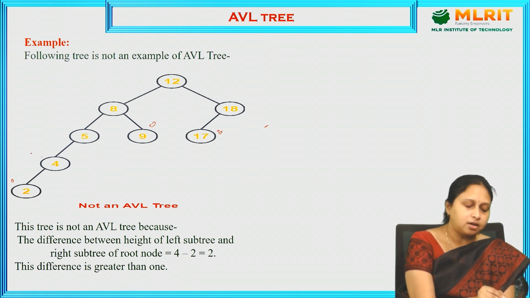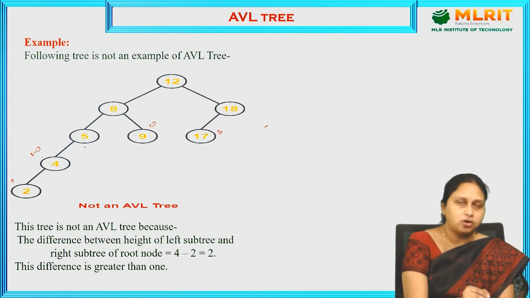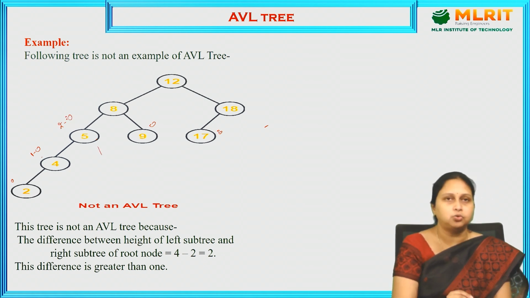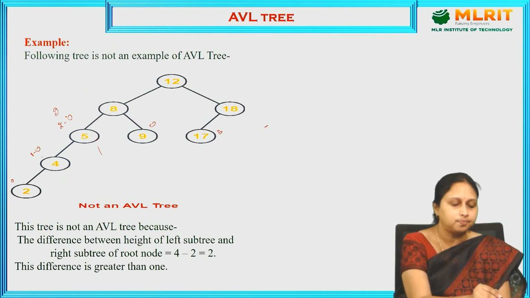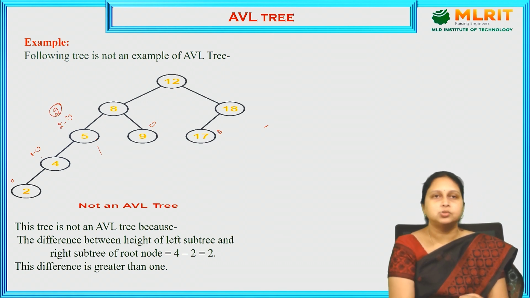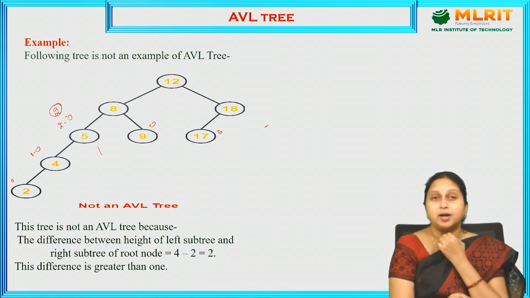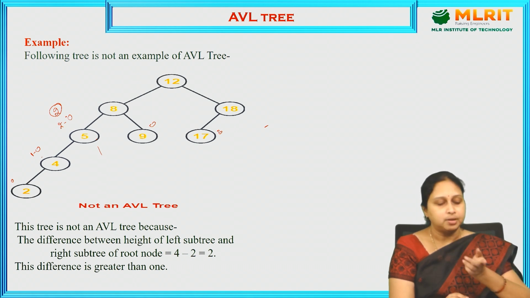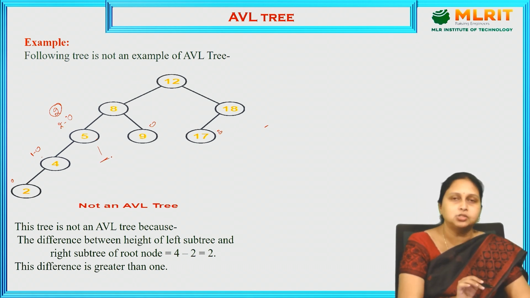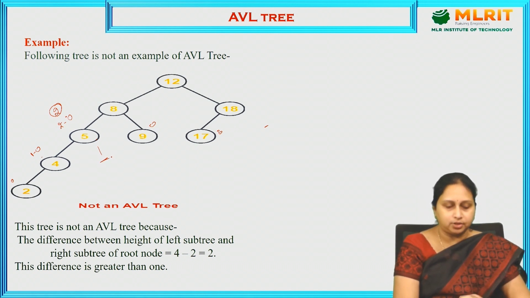The left subtree is 1 and the right subtree is 0. And for this particular node 5, we have 2 minus, we don't have any right subtree, that means it is 0. 2 minus 0 is nothing but 2. Here it is not getting the balance factor of minus 1, 0 or 1. Because of that, we can say it is not an AVL tree, right?